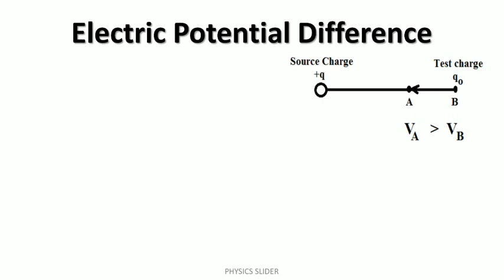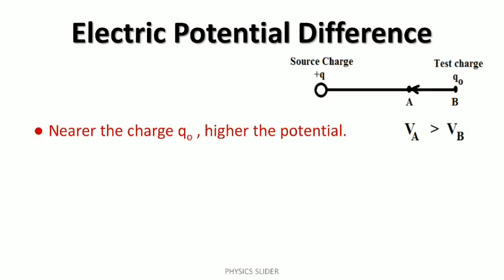Watch here. When the charge Q0 comes to the point A, it experiences more electrostatic force of repulsion than at the point B. At point A, it will experience more repulsive force due to this positive charge. Hence, the potential at A will be higher than the potential at B. So we can say that nearer the charge Q0, higher the potential. If this test charge is nearer to the source charge, then the potential will be higher.